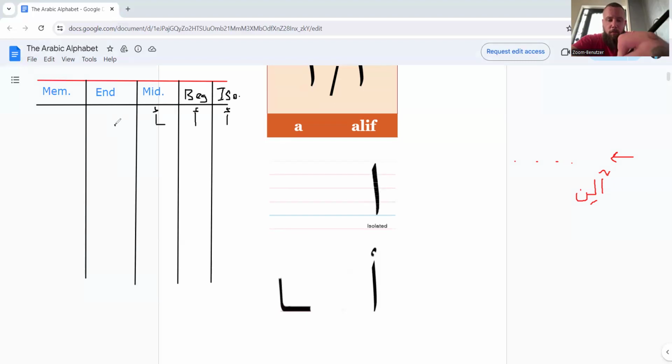We need a connector because there is a letter preceding it. And then we have the hamza. And we said that we can put an asterisk here to remember that this letter is not connected to the left. Okay, we will leave a small space. And the memory aid of this letter is number 1.